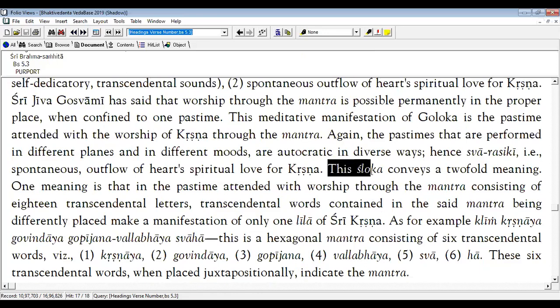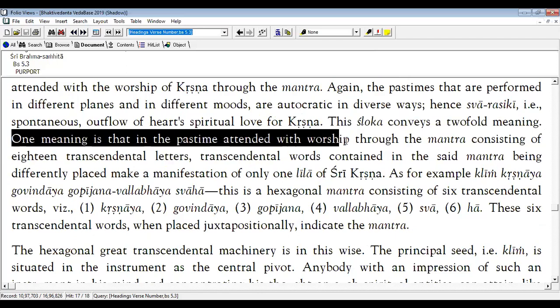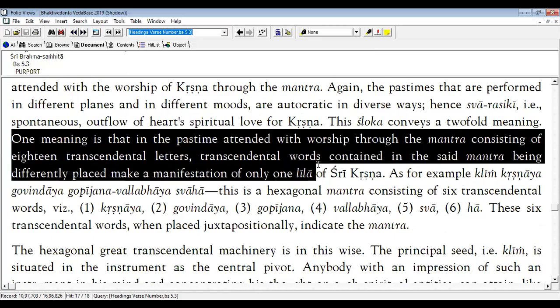Okay, so it's quite a straightforward explanation. Now this shloka conveys a twofold meaning. Why? Because it describes both processes, the mantra upasana and Swarasiki Upasana. One meaning is that the pastime attended with worship through the mantra consisting of 18 transcendental letters, the transcendental words contained in the said mantra being differently placed, makes a manifestation of only one lila of Sri Krishna.